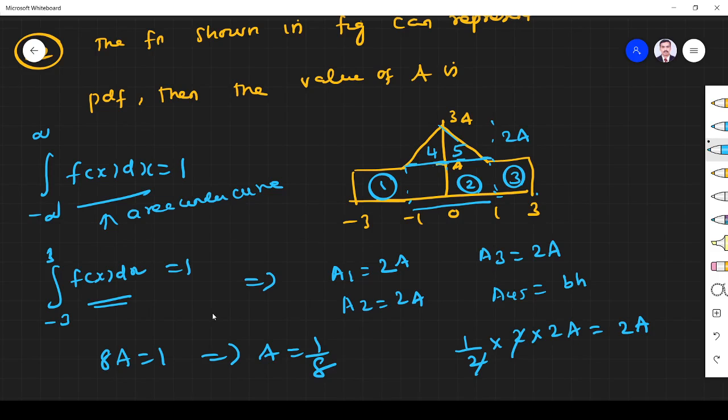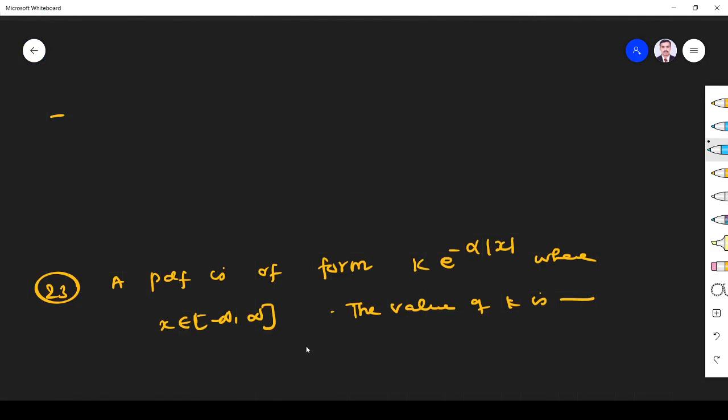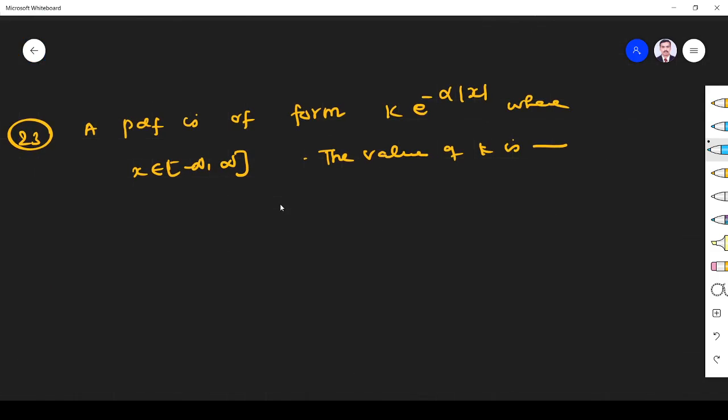Simple. Right? Okay. Next one: if the PDF is of the form k into e power minus alpha x, where x varies from minus infinity to plus infinity, what is the value of k? We know when a PDF is given, the integral of the PDF, e power minus alpha x dx, is equal to 1.